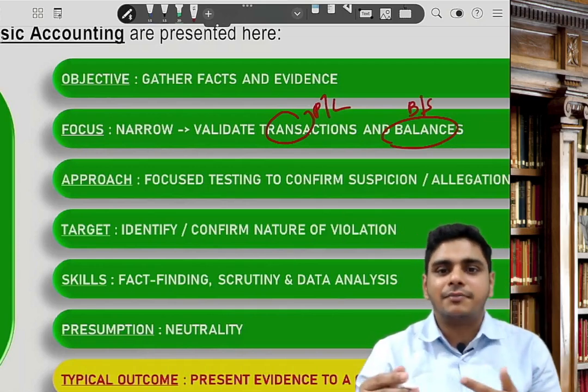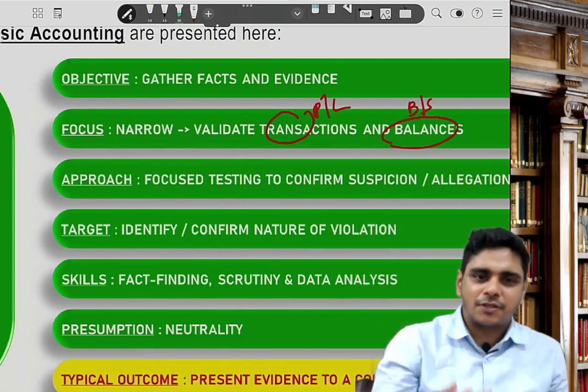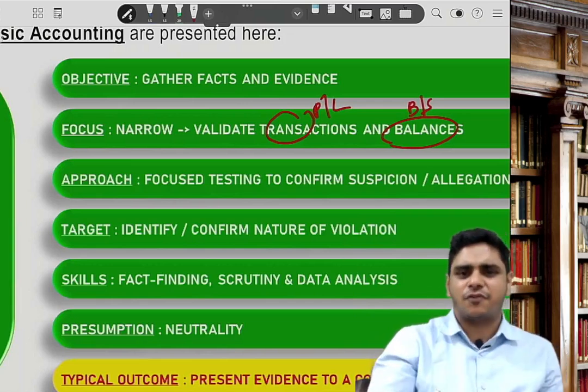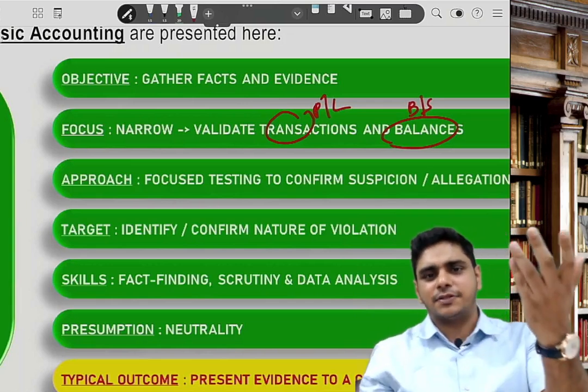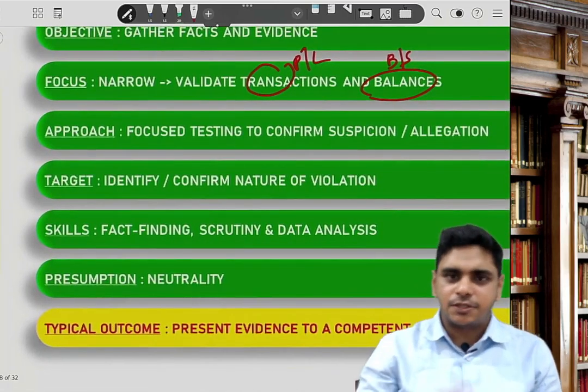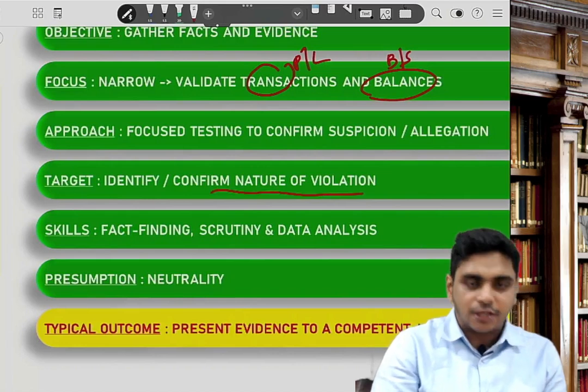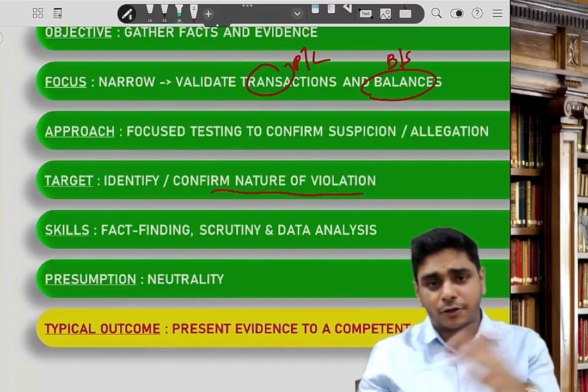See, murder, suicide, all those are criminal acts under the criminal procedure code. Here we are talking about financial forensics. There it is crime forensics. Now, approach: it is focused testing to confirm whether suspicions or allegations are true. Target: to identify or confirm the nature of violation, whether the fraud has happened or not happened.